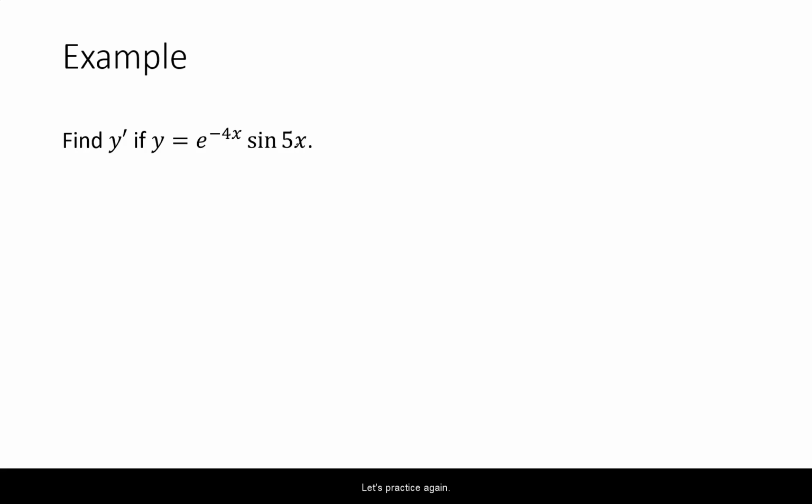Here, let's practice again with the product rule now. We've got e to the negative 4x times sine of 5x. So of course here we're going to have to use the product rule. So let's write out what it'll be here. It'll be the derivative of e to the negative 4x times sine of 5x without taking a derivative, plus e to the negative 4x times the derivative of sine of 5x. Okay, so here you see we've applied the product rule.